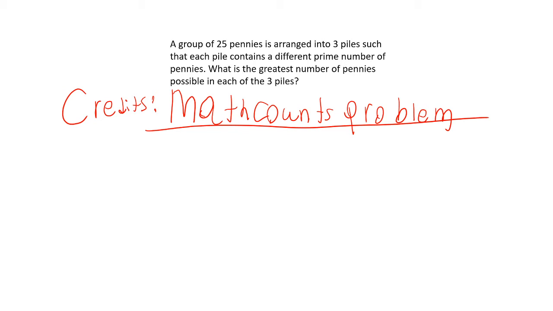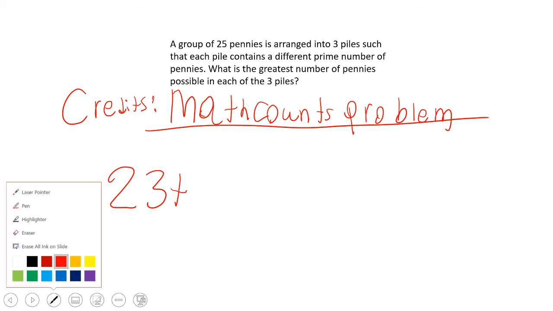The way we're going to take a look at this problem is we're going to test the greatest prime possible and work our way down. Now, what is the greatest prime from 25 to 0? It's 23. So let's test 23. 25 minus 23 is 2. Now we need to break up 2 into a sum of primes. 2 cannot be broken down into a sum of primes. We have 1 plus 1, but 1 is not prime. So we know that 23 is not possible.